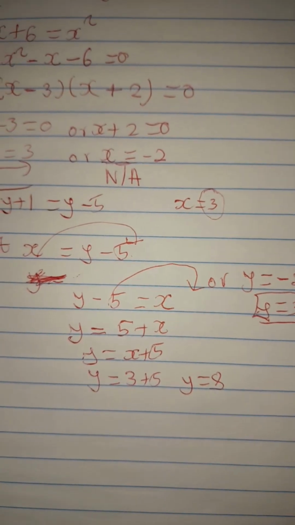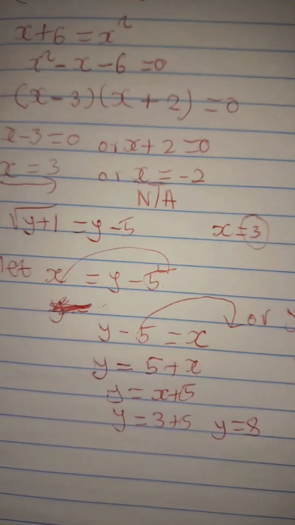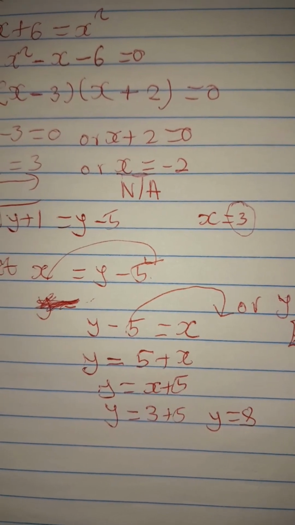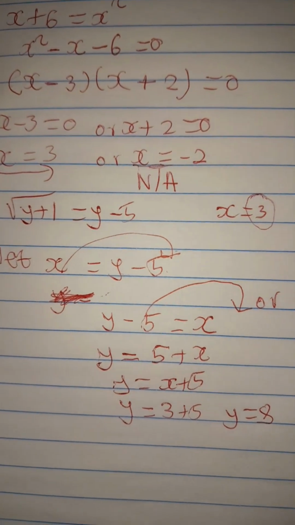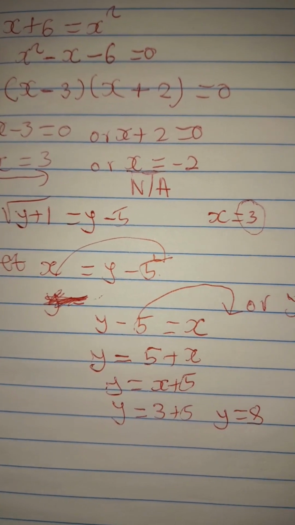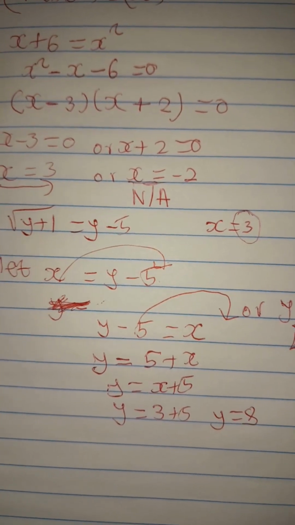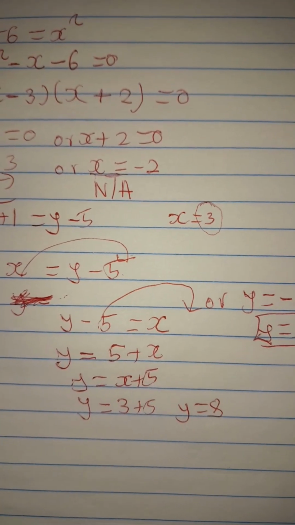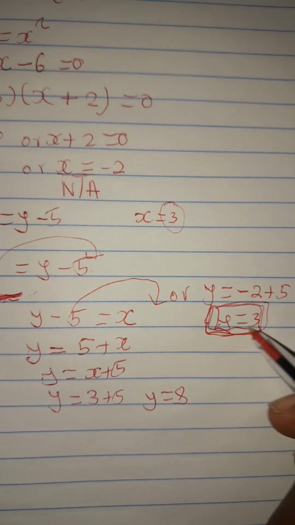Then, guys, you can also check for validity, whether it's valid or invalid. So if we take positive 8, root 8 plus 1 will give you root 9, and root 9 is 3. Then when you take 8 minus 5, you get 3. So both sides are 3 and 3, that's valid. If you take what we got here, 3 plus 1, it's 4. Square root of 4 is going to be 2. But when we take 3 minus 5, that's minus 2. So this is invalid. It will be NA.